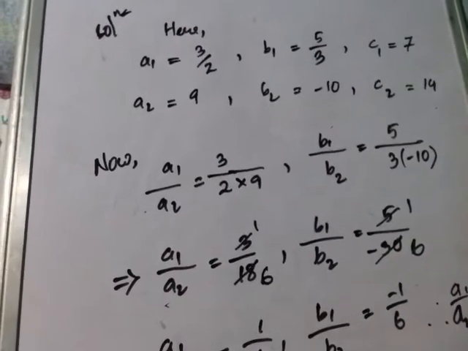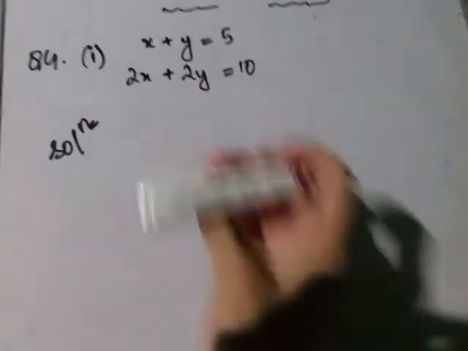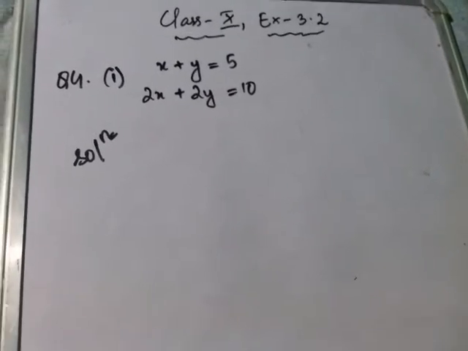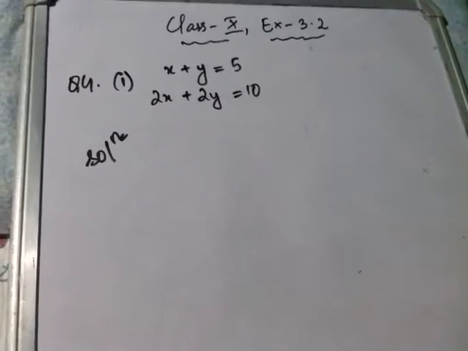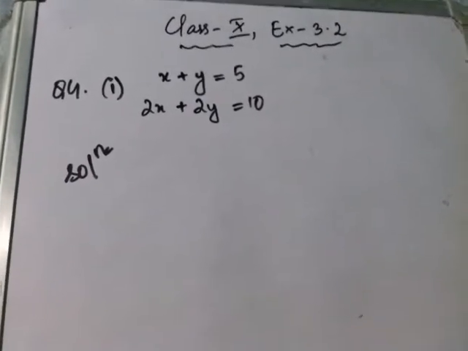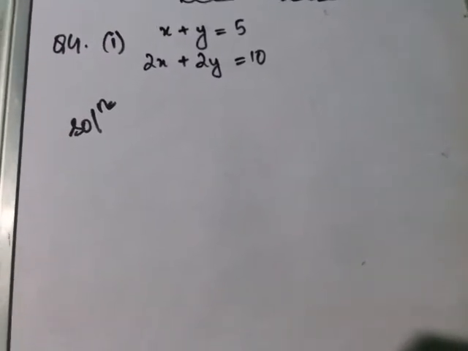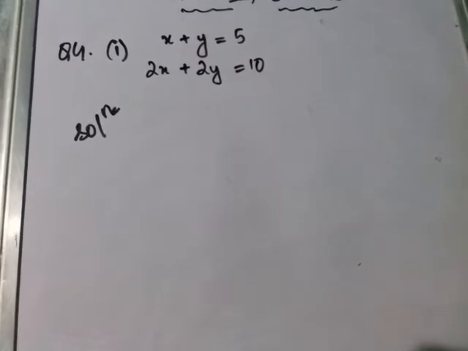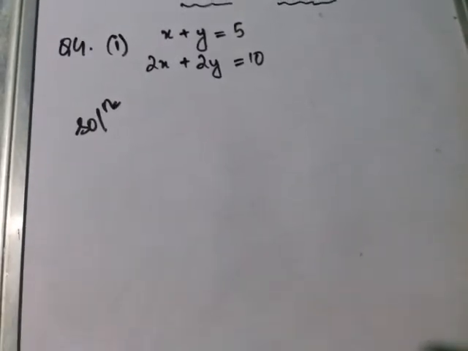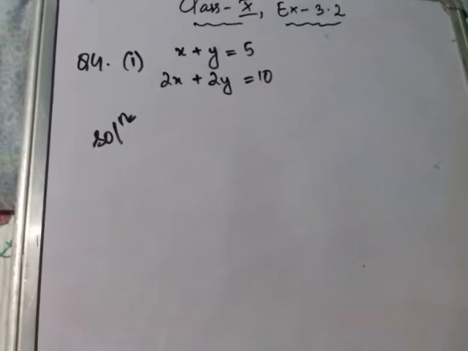Okay, so I will go now to question number 4. So now you see what question number 4 is. Question number 4: which of the following pairs of linear equations are consistent or inconsistent? If consistent, obtain the solution graphically. So if it is consistent, then you will obtain the solution graphically. But if it is not consistent, then you will not obtain it graphically. Understand? So you will check here whether the equations are consistent or not.